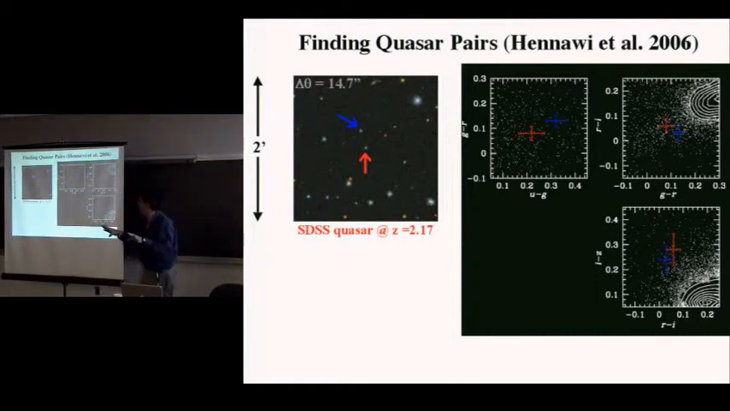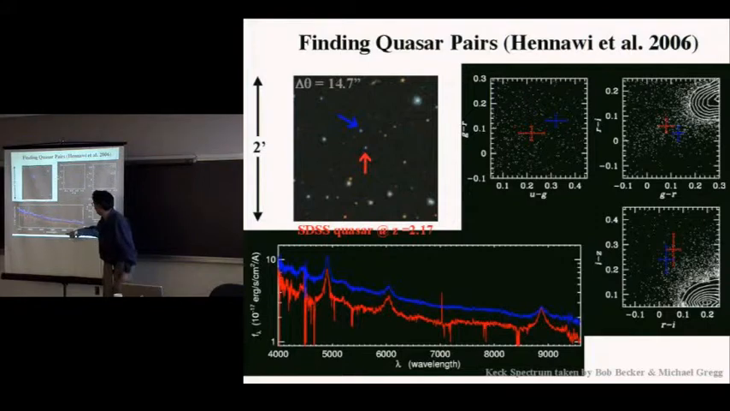2 objects of similar color, in close proximity to each other, you say, well, maybe this is a physical binary quasar pair. And so you go out, and we spent a lot of time taking spectra of those other objects that we find. And lo and behold, the two quasars are at the same redshift.